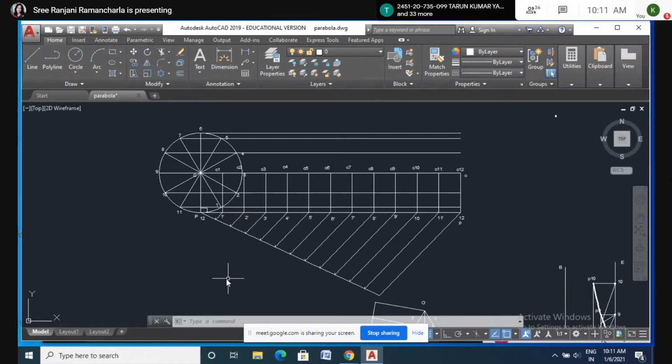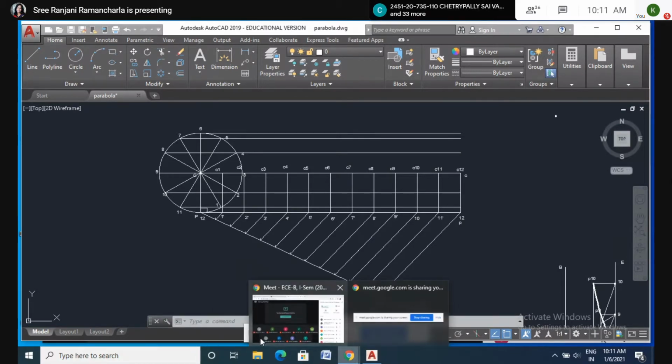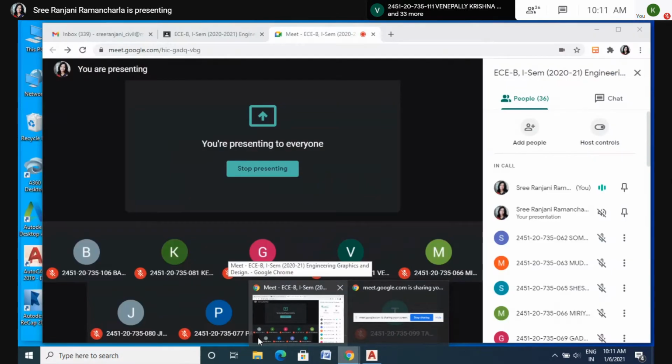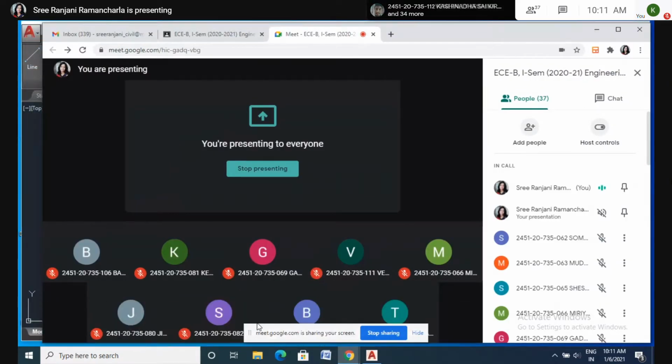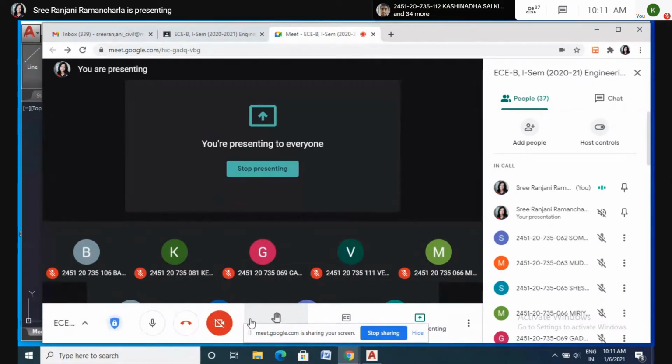Okay. Now we are doing the cycloid. Last class I gave the definition of the cycloid. Can you wait for just 2 minutes? Please wait for 2 minutes. I will display it on this. Please draw this figure.